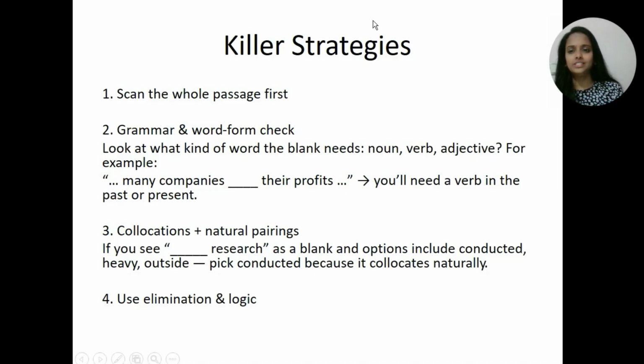The first one is to scan the whole passage first. Before you pick any word, you have to read the passage quickly once. Get the topic, tone, and flow. Know if the passage is about risk, profit, health, environment, so many things, right? So, this gives you a context advantage.